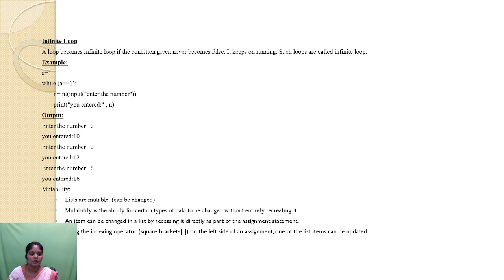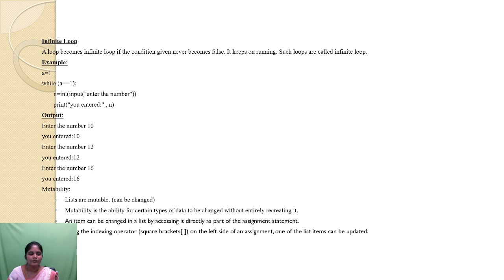Here I included one example: a equal to 1, while a equal to 1 is the condition check. It takes input from you, that is a = int(input("Enter the number")), and you enter n. First it asks you to enter the number. If you give 10 and press enter, your answer will produce 10.